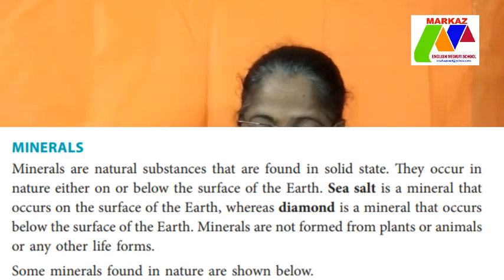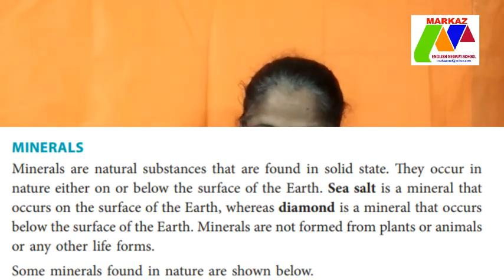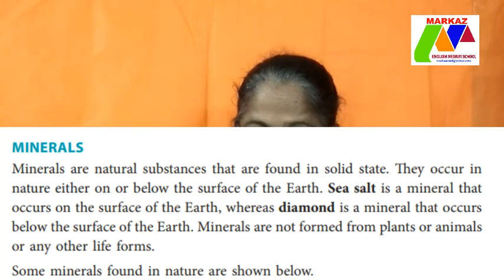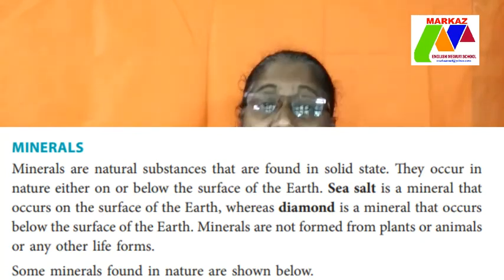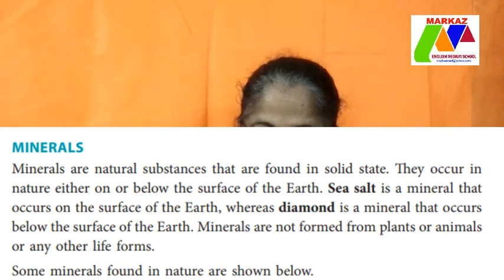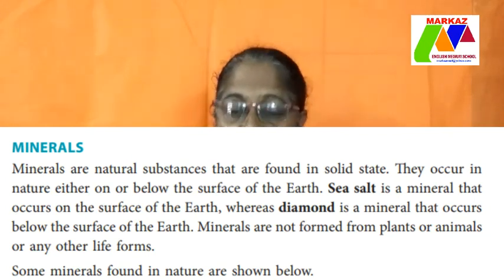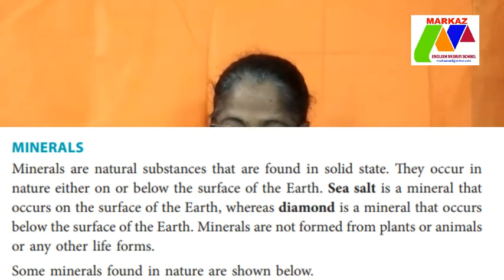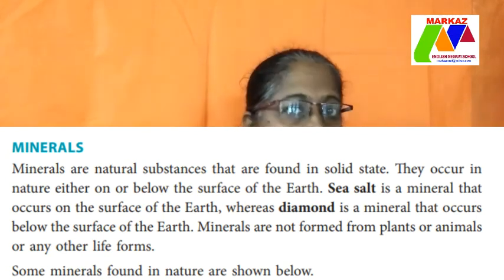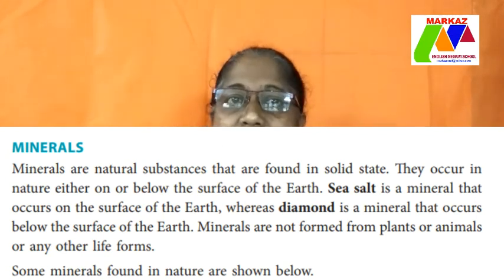Now coming to the minerals. Minerals are natural substances that are found in solid state. They occur in nature either on or below the surface of the earth. Sea salt is a mineral that occurs on the surface of the earth, whereas diamond is a mineral that occurs below the surface of the earth. Now it's very hard to believe that diamond is a mineral. We value it as one of the precious stones, but it is actually a mineral found below the surface of the earth. That is why we say diamonds are mined.